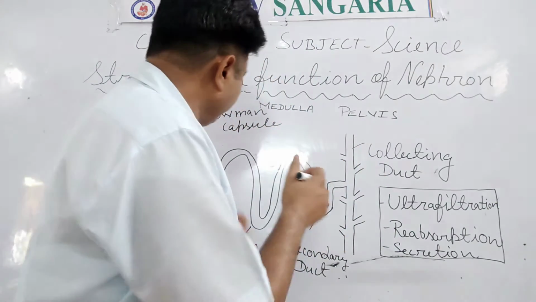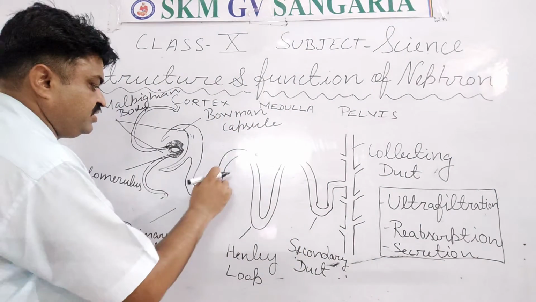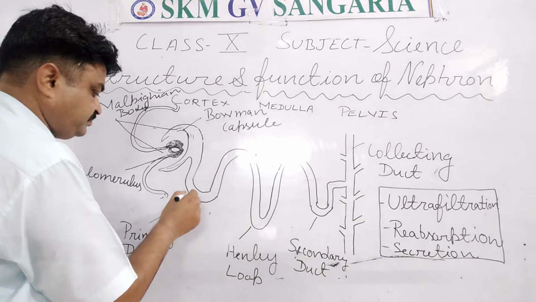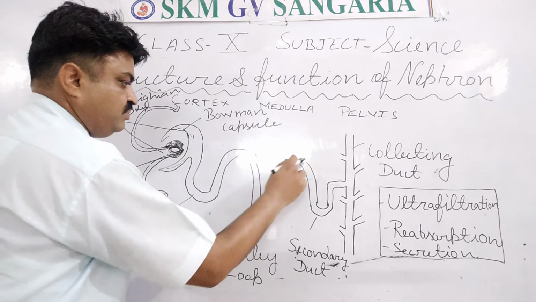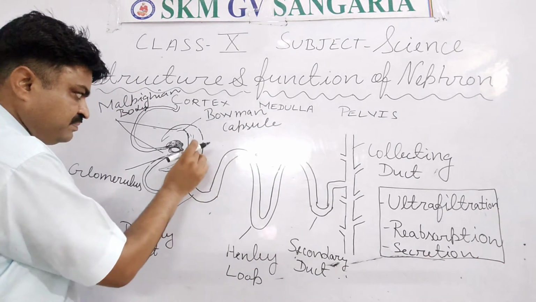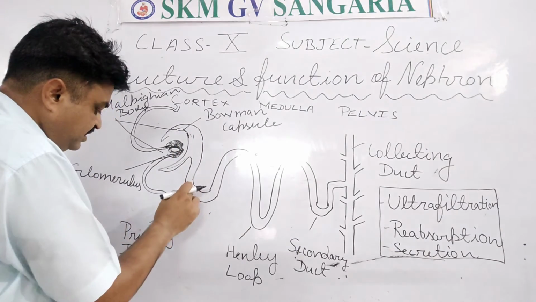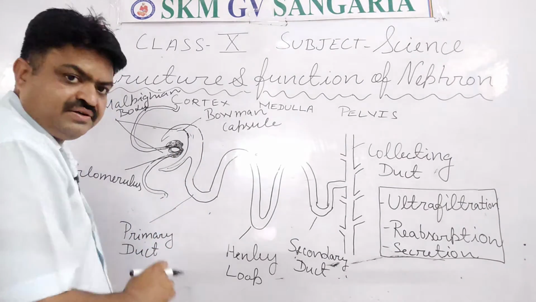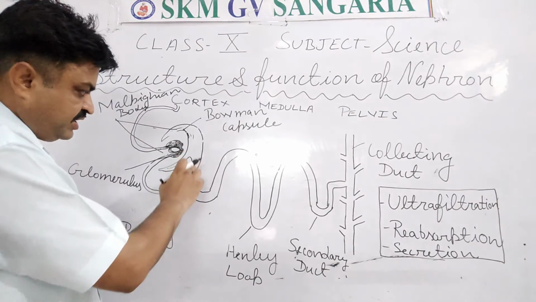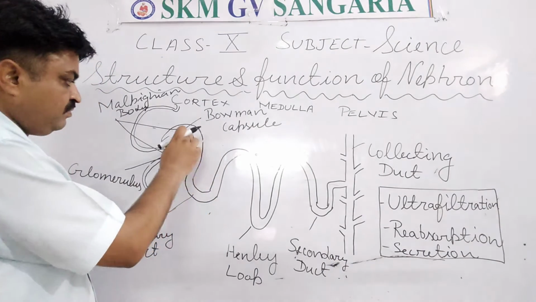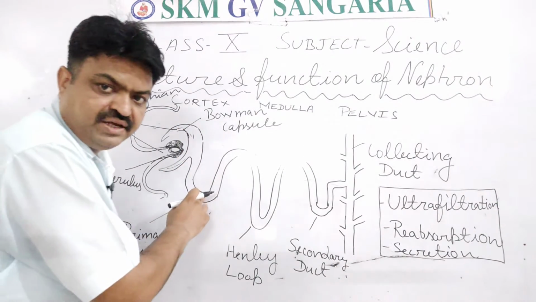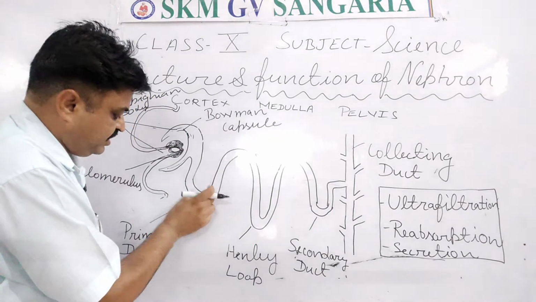Now what is the tubular part? The tubular part is this part, student, this part is known as the tubular part. Now this particular part that is attached with the Bowman capsule is known as the primary duct. It is because it is connected to the Bowman capsule, student. This is known as the primary duct.